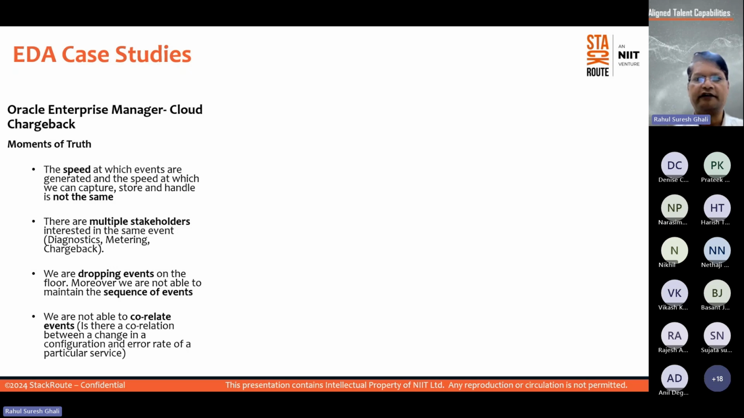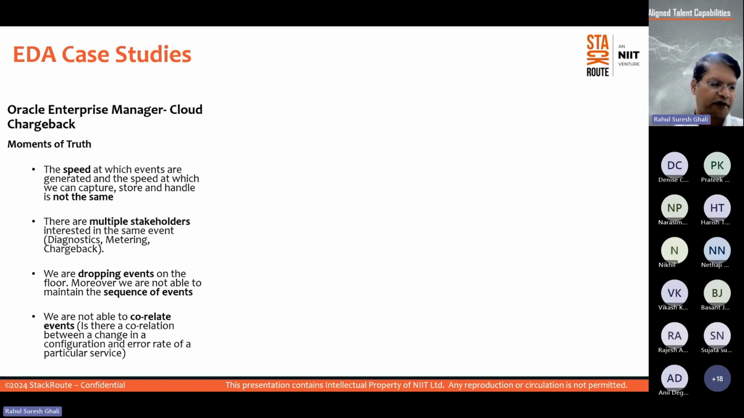And the earlier designs were such that everyone was handling the event in their own way, and therefore copies of the event were being created, right? I mean, the term event didn't exist per se, but the data associated with it was sourced, stored, and processed separately by separate teams. So that was the second moment of truth, right?